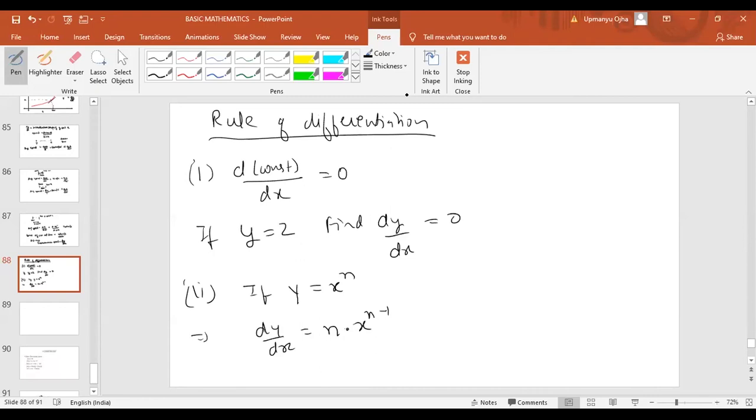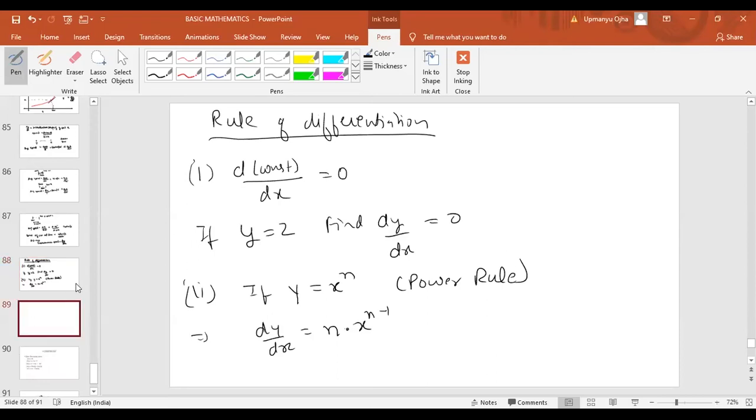So the second rule is that if y equal to x power n, then dy by dx is equal to n into x power n minus 1. Here n is any power, like n equal to 1, 2, 3. This rule is known as the power rule of differentiation. What the name is isn't important, but simply understand that if y equal to x power n, then dy by dx is n into x power n minus 1.